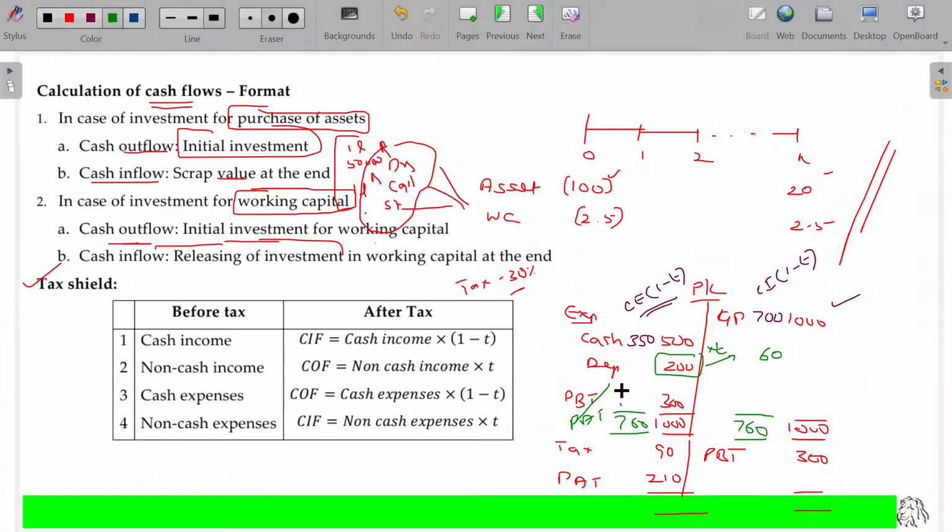The value you get here is 410. This 410 is nothing but cash flow. Here you got PAT 210, right? To get the cash inflow, what do you have to do? PAT plus non-cash item depreciation. So PAT is 210, depreciation is 200. If you add, then you get 410. You get the 410 here directly. So how do I calculate here?